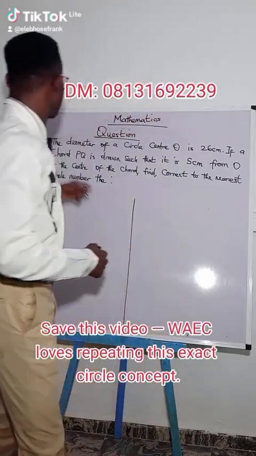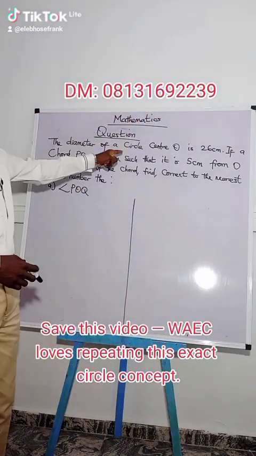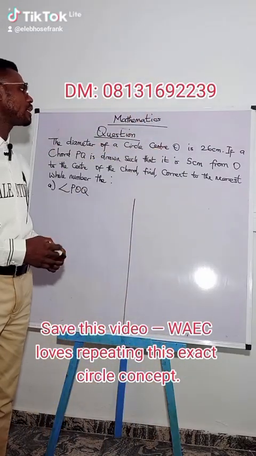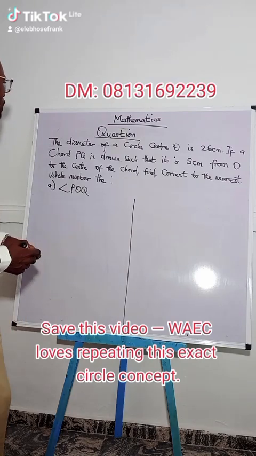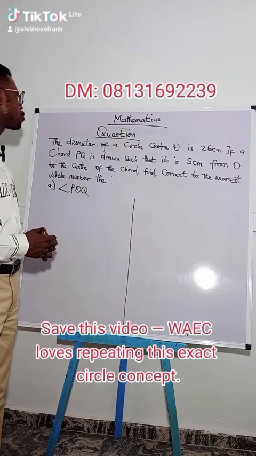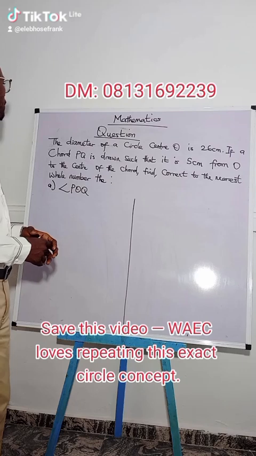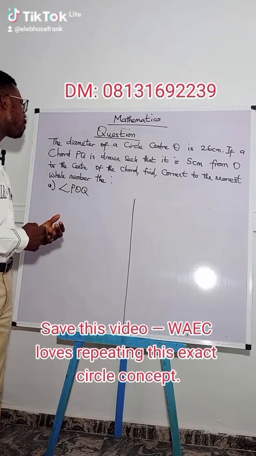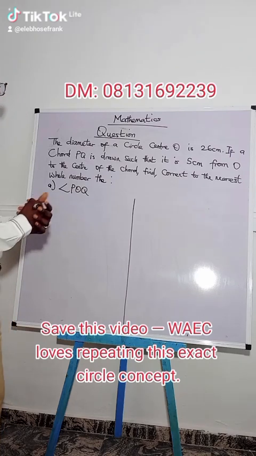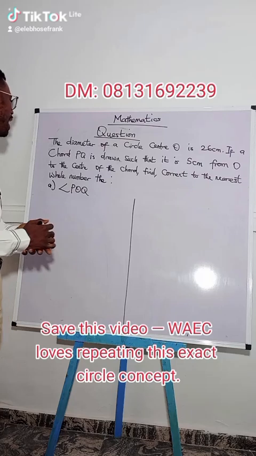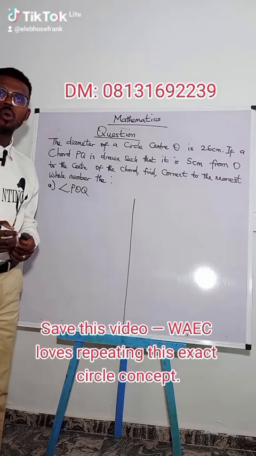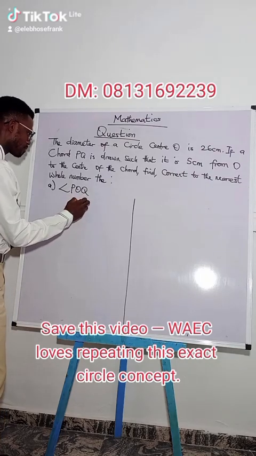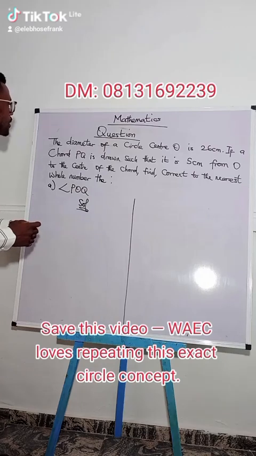Follow me. Now it says the diameter of a circle center O is 26 cm. If a chord PQ is drawn such that it is 5 cm from O, the center, to the center of the chord, find, correct to the nearest whole number, angle POQ. First thing first, now let's analyze the question.